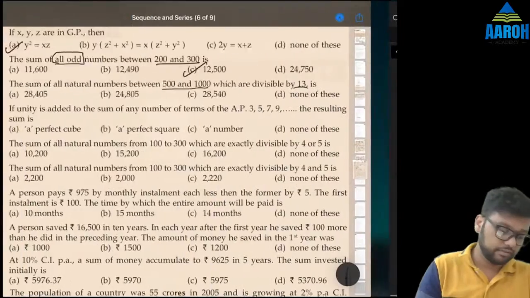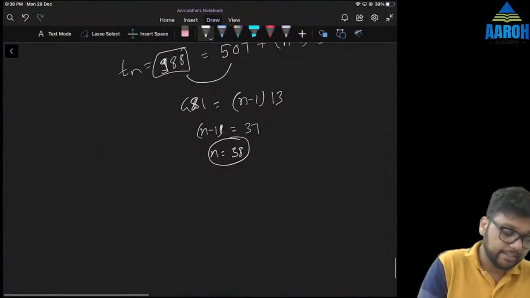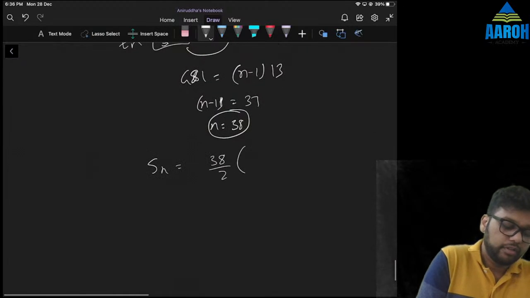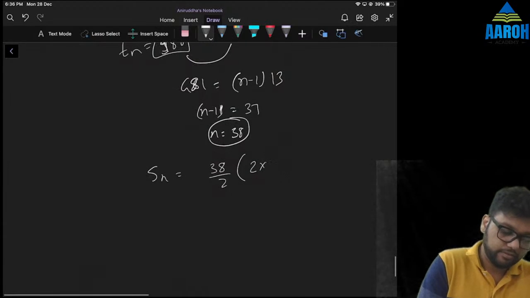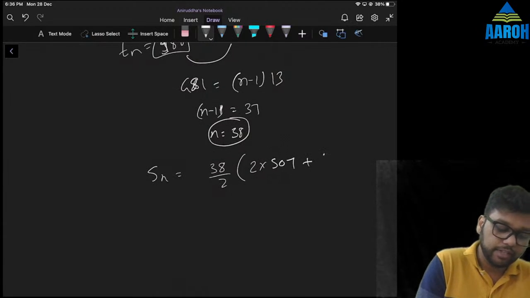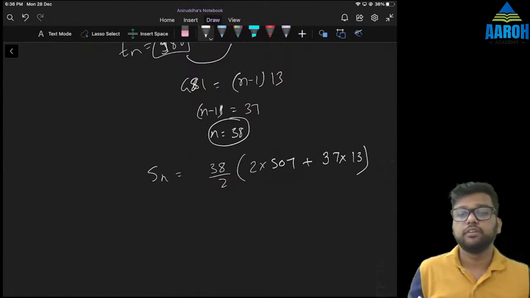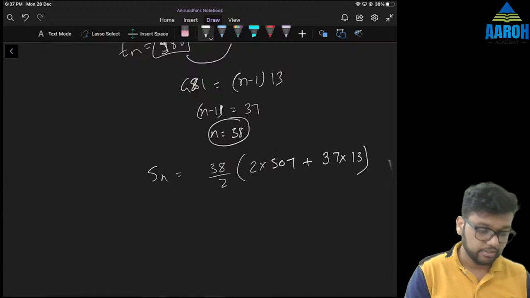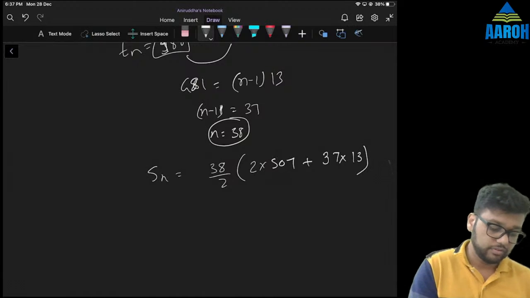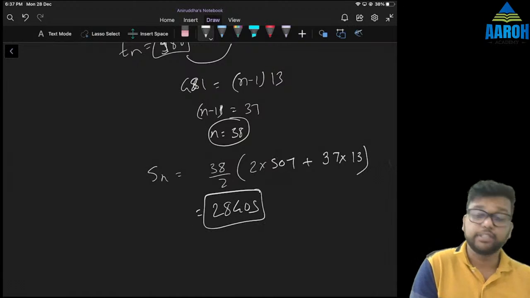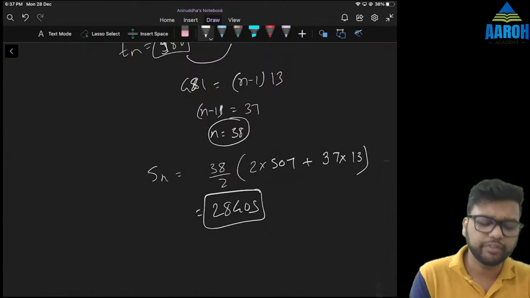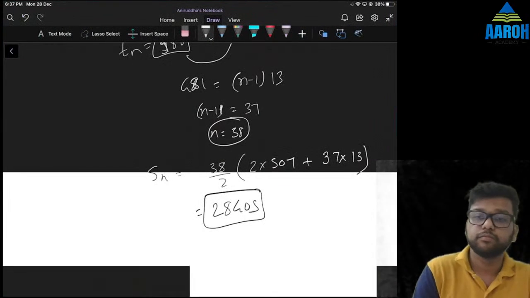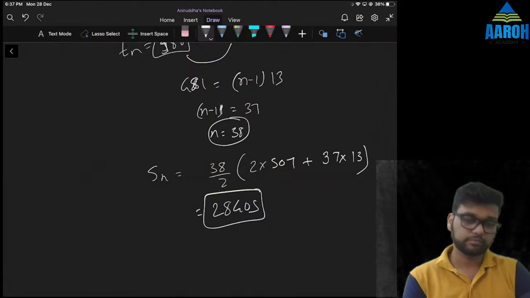n is 38, we want the sum, that means Sn. Sn will be what? n by 2 into 2a plus n minus 1, that is 37, into d, that is 13. We can do it on calculator. 507 into 2 plus 37 into 13, into 38 divided by 2. 28,405 should be the answer. Check if you are getting it. 28,405, option A. Got it?